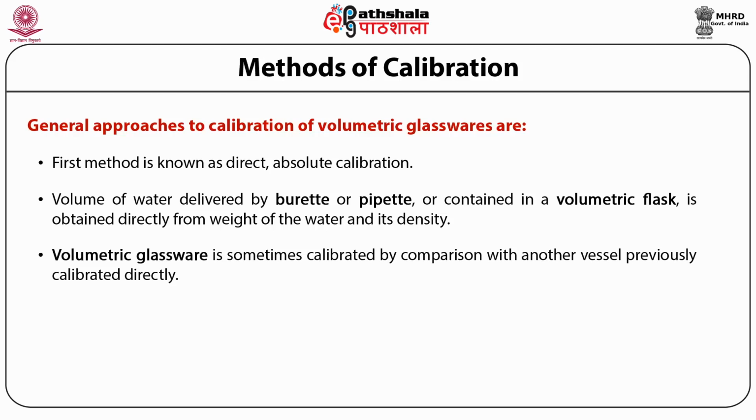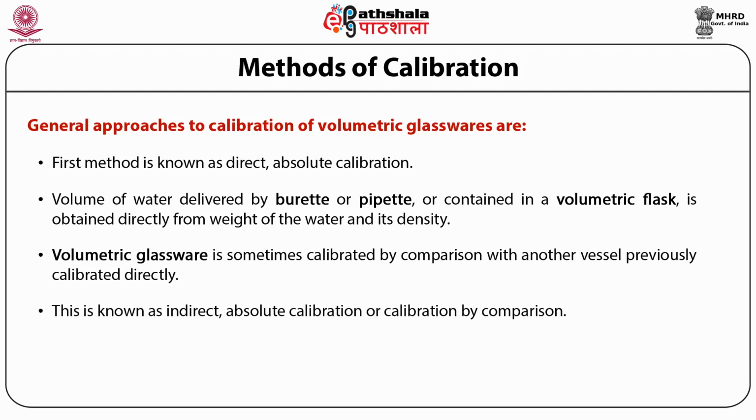Volumetric glassware is sometimes calibrated by comparison with another vessel previously calibrated directly. It may be referred to as indirect absolute calibration or calibration by comparison. This method is especially convenient if many pieces of glassware are to be calibrated, and it is sufficiently accurate for all ordinary uses provided the reference vessel itself has been accurately calibrated.